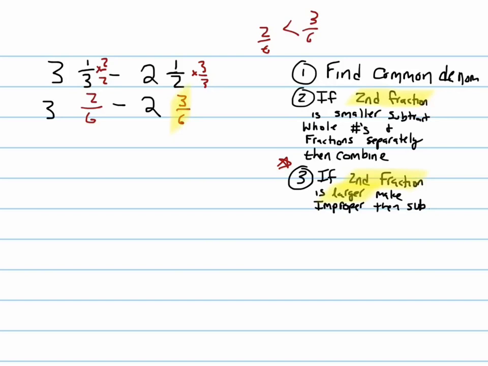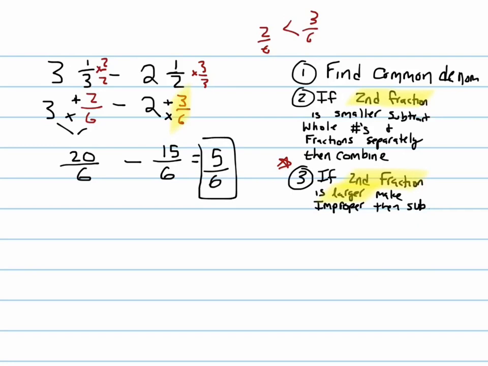So, what am I going to do? I'm going to do this, which hopefully we know, which is 3 times 6 plus 2. So 3 times 6 is 18, plus 2 is 20, so this becomes 20 over 6. So that whole fraction becomes 20 over 6. Minus 2 times 6 is 12, so 2 times 6 plus 3. That kind of helps remember it. So that's 12 plus 3 is 15 over 6. And what are we going to get? We're going to get 5/6 as our answer.